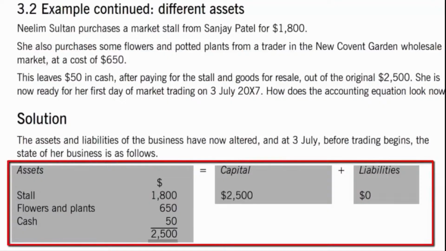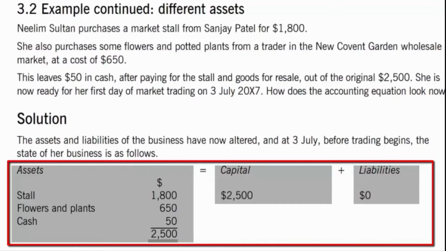Assets equals capital plus liabilities. Breaking it down. Assets now include market stall, $1,800, flowers and plants, $650, cash, $50. Total assets, $2,500. Capital remains $2,500, as this is still the total amount Neelam invested. Liabilities remain $0 because she hasn't borrowed any money or taken out any loans. So the equation still balances. $2,500 equals $2,500 plus 0.